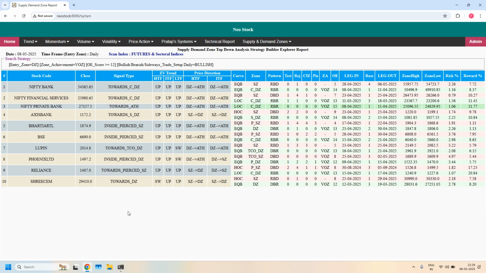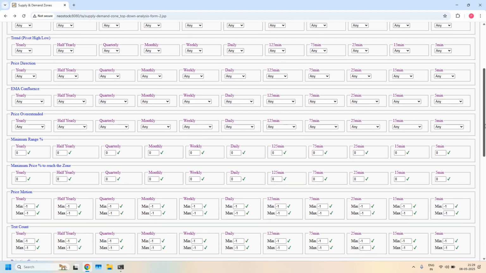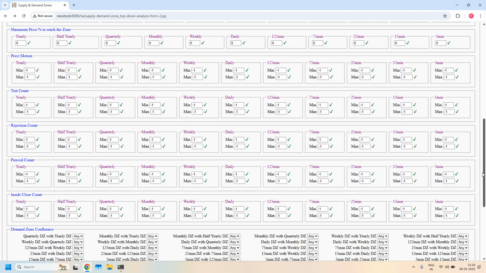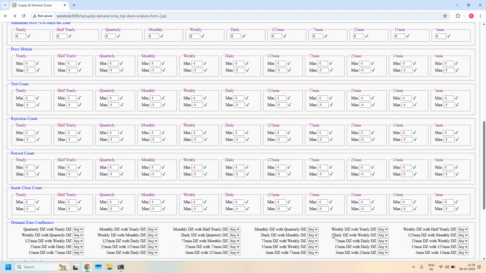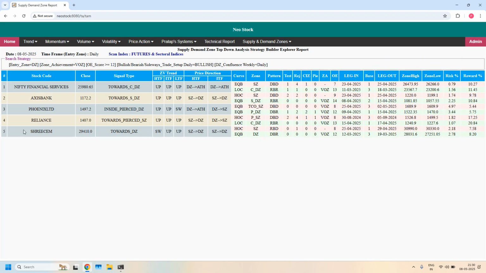Now within these 10 we can filter high probability trade setup zones based on zone confluence. So first filter is LTF and ITF demand zone confluence. That is daily and weekly demand zone confluence. Let us apply this filter on the 10 stocks. Now they are filtered down to 5 stocks. In these 5 stocks, these daily demand zones are overlapped with weekly demand zones. And weekly trend is up in all the stocks.